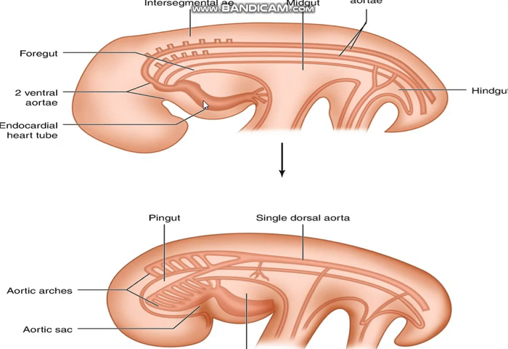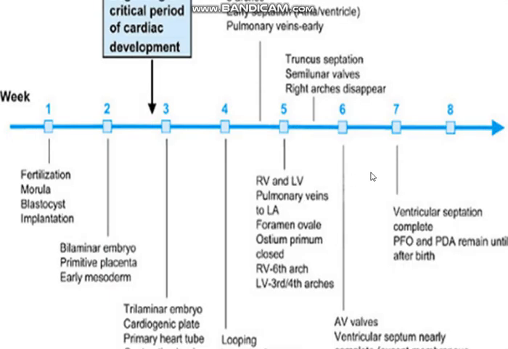This is the endocardial heart tube. After fertilization, blastocyst implantation occurs in the first week. In the second week, the bilaminar embryo, primitive placenta and the mesoderm develop. The critical period of cardiac development is the third week: trilaminar embryo, cardiogenic plate, primary heart tube, and early separation of atria and ventricle.